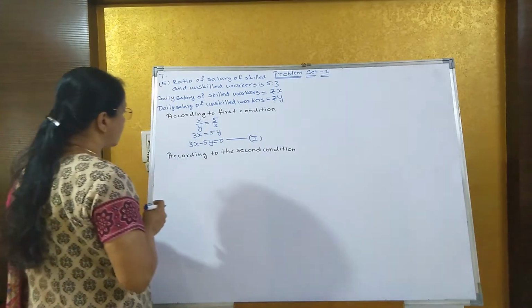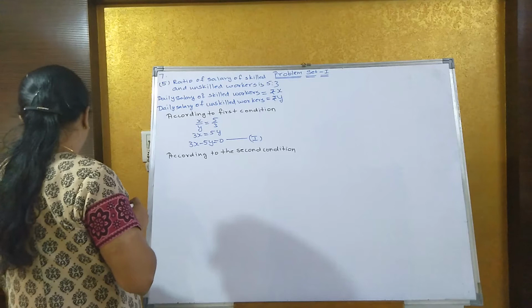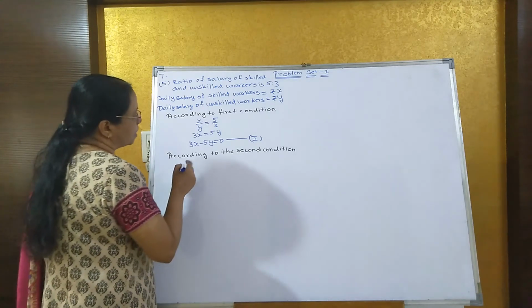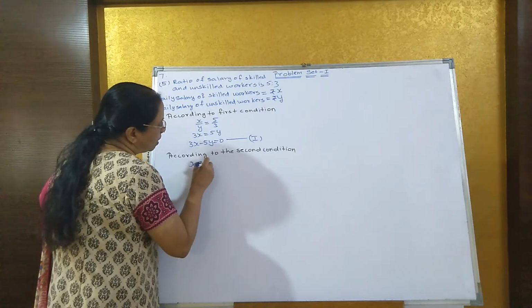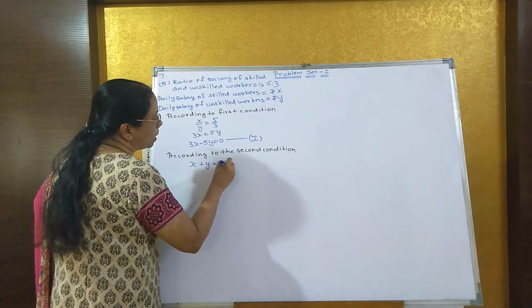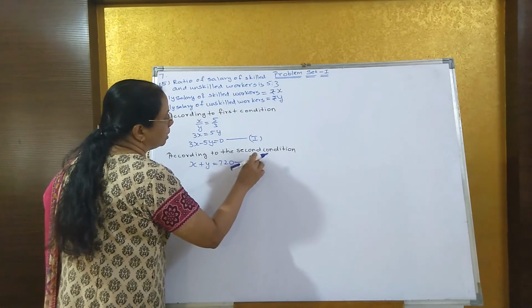Now according to the second condition, they have said the total salary of one day of both of them. So the total salary of both of them is how much? x plus y is equal to rupees 720. So this is your second equation.